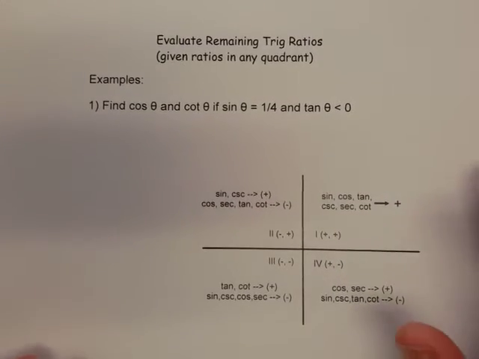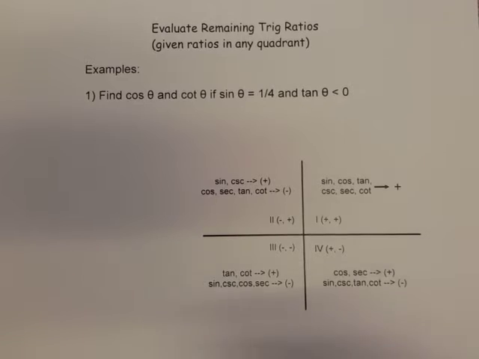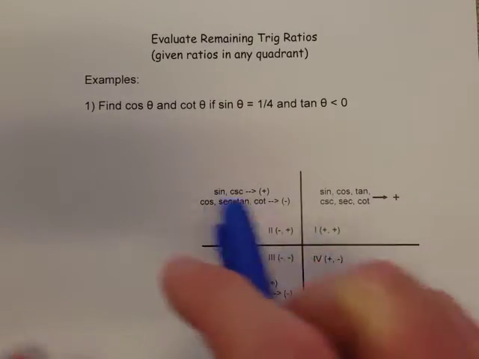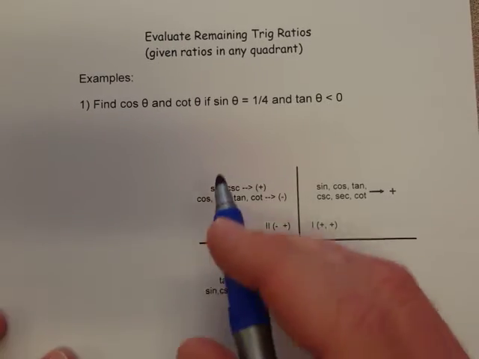This next example in 4.3 day 2 is going to look a little bit like the last one, where we're drawing a picture and we are finding whatever ratio it is that they're asking us to find, but it's just presented in a little bit different way to start with here. So notice how it started. It says we're going to evaluate the remaining trig ratios, whatever is given to us.